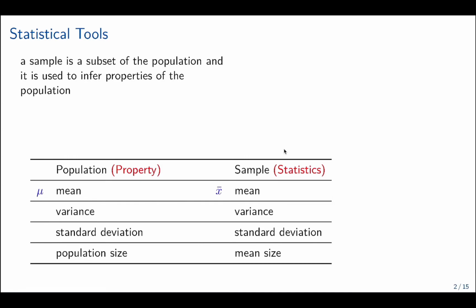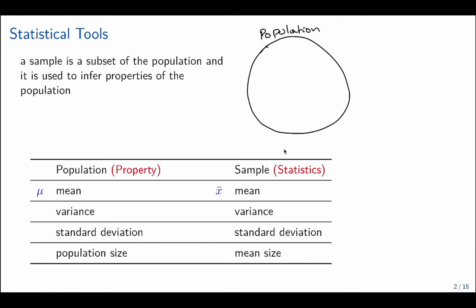Let's start with some basic definitions of the statistical tools that we are going to be dealing with during this course. First of all, we have the population and the sample. The population is the big set that we want to analyze, and there are some properties that we want to know. And the sample is a subset of those populations. Let's say, for example, the population is the number of students of the university, and we want to measure the height of the students.